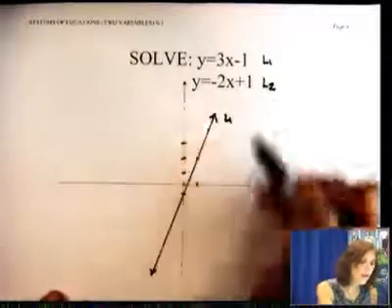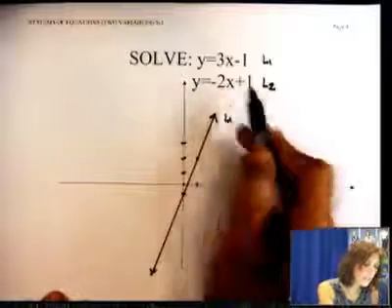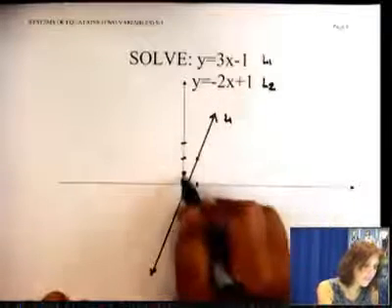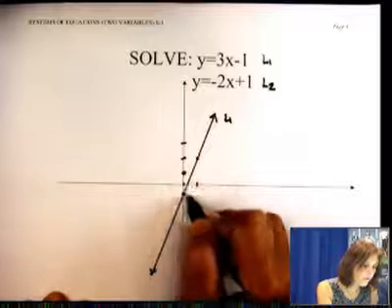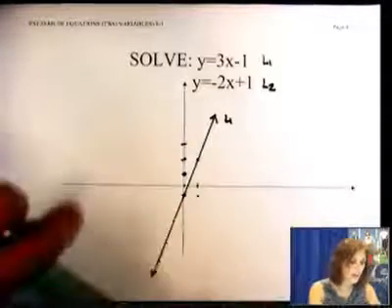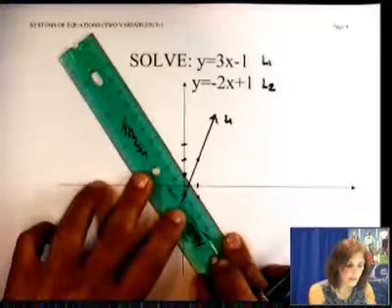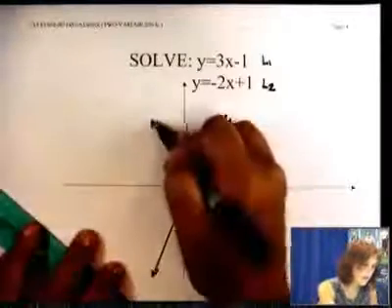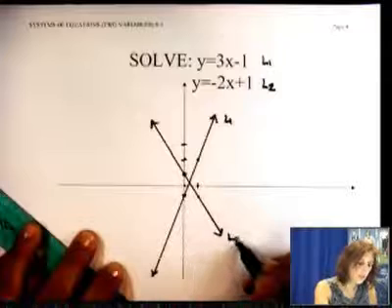Let's do L2. It has a y-intercept of 1, and it has a slope of negative 2. Here we go. 1, 2 over 1. And I have to draw this line. And this one is L2.